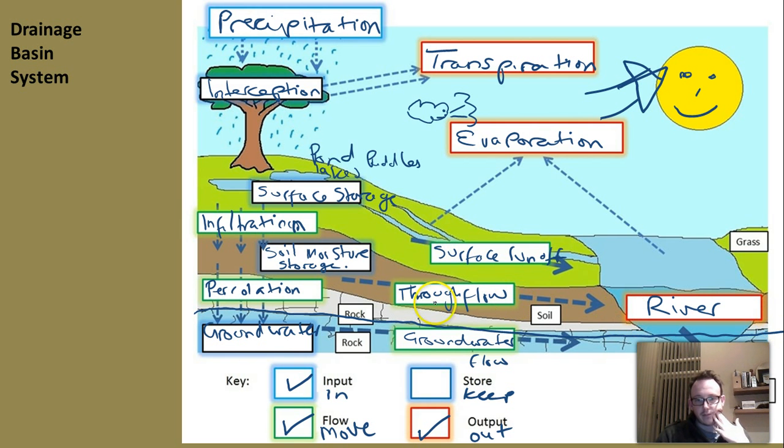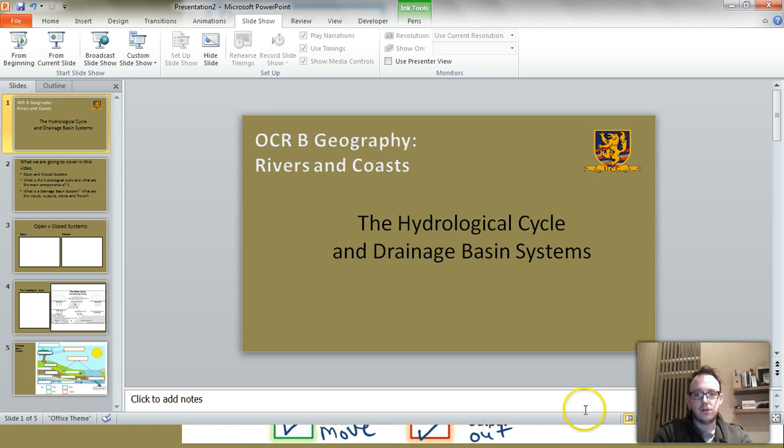Now, as a little activity, what I'd like you to do next is go through and shade in the inputs in light blue, the stores in dark blue, the flows in green, the outputs in red. Okay, hope this first tutorial has been useful. Here we go.